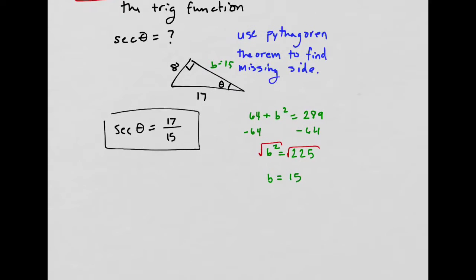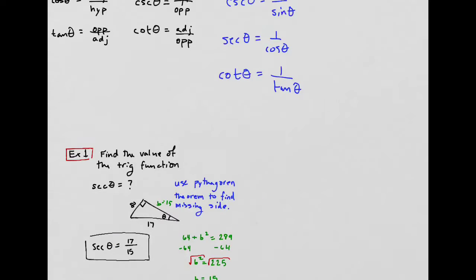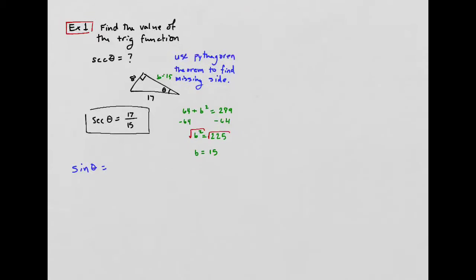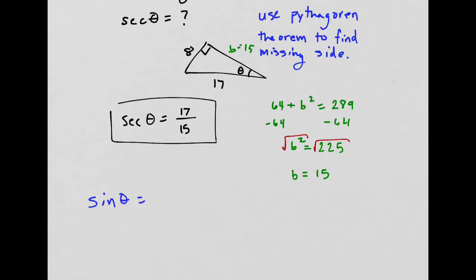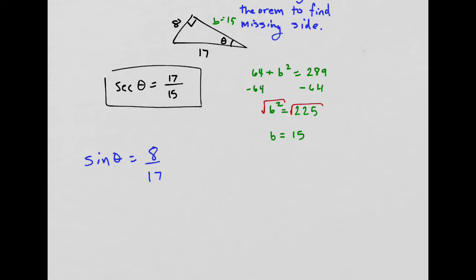Let's figure out, since I have all the side lengths, what sine, so this is a bonus, sine of theta. Not sin, but sine of theta. Well, sine of theta, SOHCAHTOA, that's opposite over hypotenuse. Alright, so what's the opposite of this? That would be 8 over the hypotenuse, 17. So sine of theta is 8 over 17.